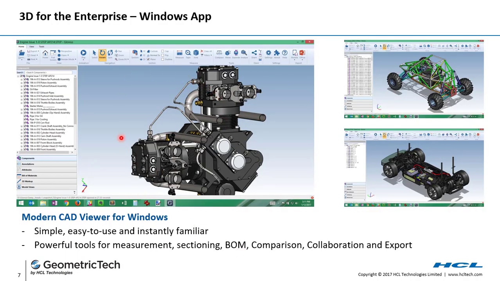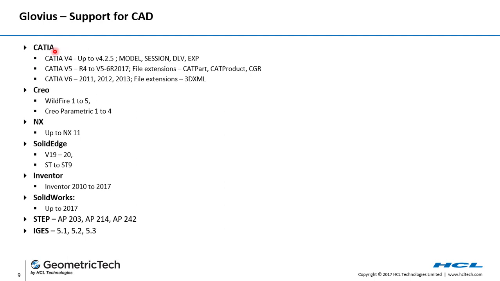Glovius for desktop is a simple, easy to use, and instantly familiar CAD viewer application. We offer powerful tools for measurement, sectioning, BOM, collaboration, and export. Glovius has support for all different CAD applications out there. It has support for CATIA, Creo, NX, Solid Edge, Inventor, SolidWorks, and also file formats like STEP and IGES.